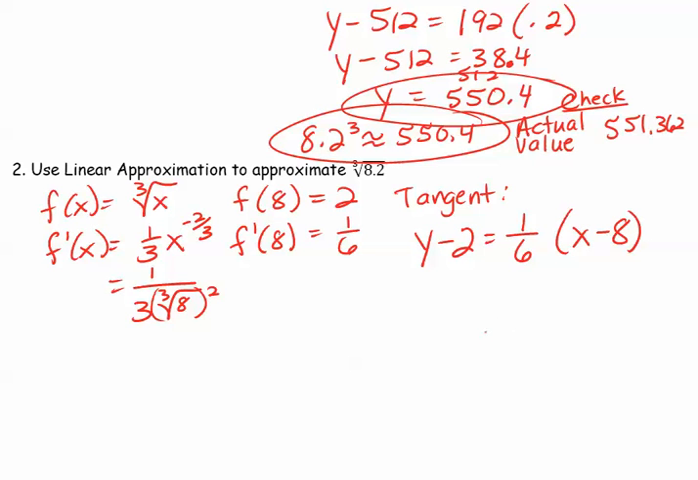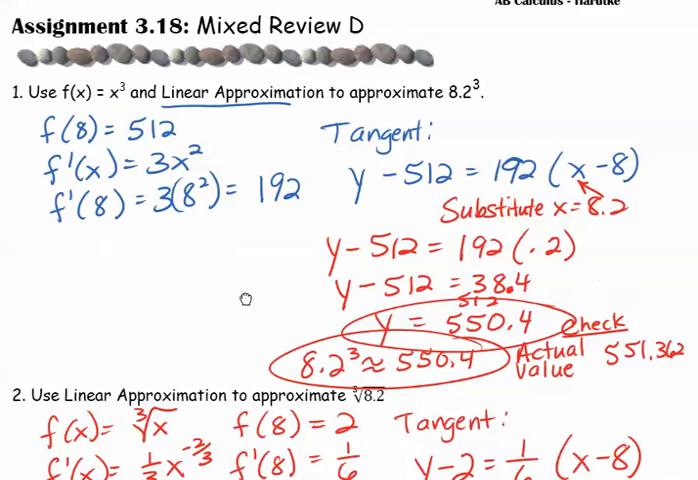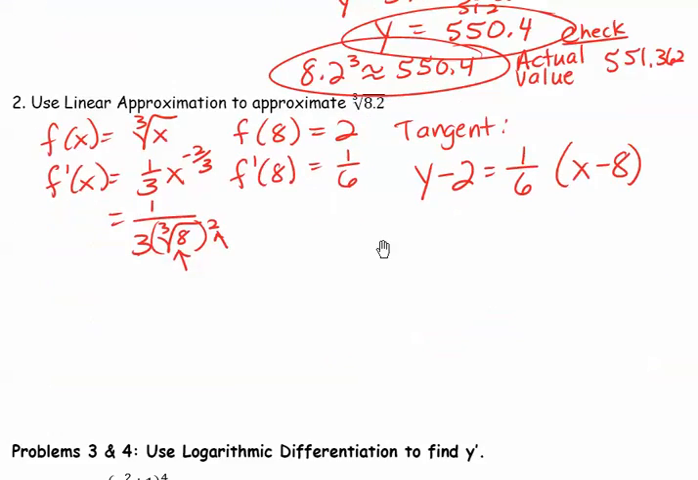Let's back up there. Here we've got to square this, so it's true that the cube root of 8 is 2, but I need to square it first to become a 4, so this is 3 times 4. So let's get this fixed here. So this is not a slope of 1/6, but a slope of 1/12.